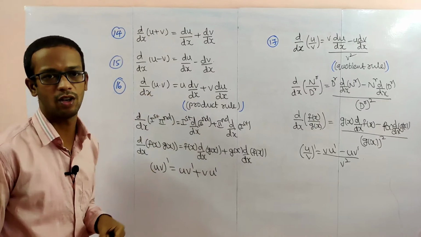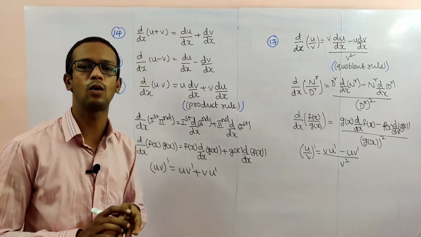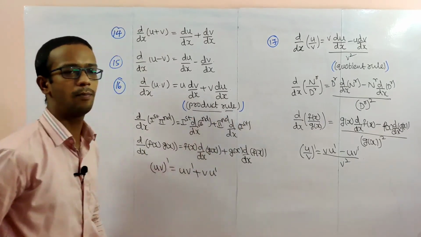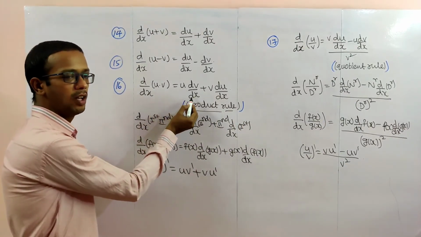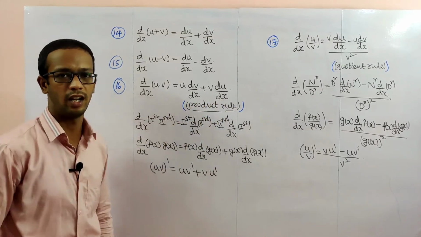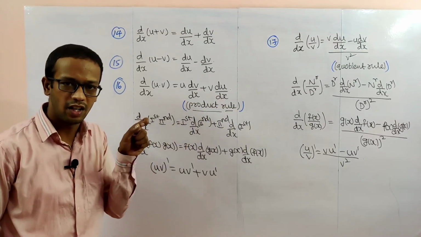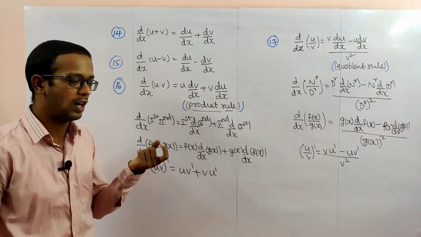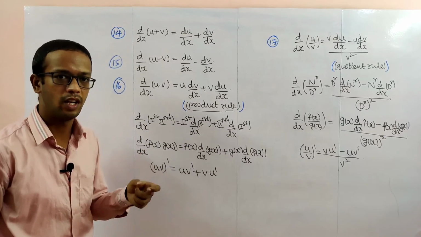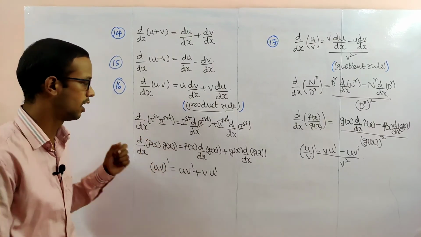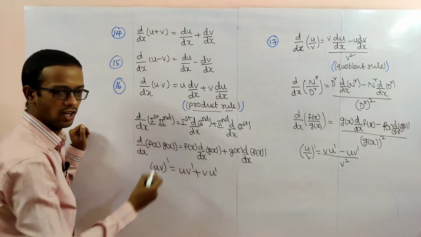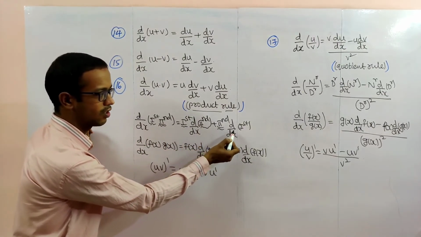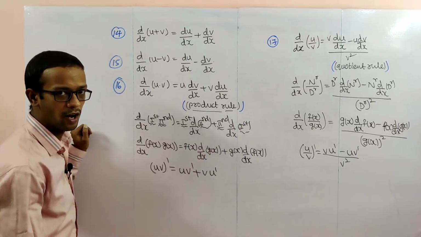But for multiplication, one separate rule is there, called the product rule. So what is the product rule? u dv by dx plus v du by dx. Keep one function as it is, and take the derivative of the other function; then plus the reverse. Here I wrote the first function and second function: first function into the derivative of the second function plus second function into the derivative of the first function.